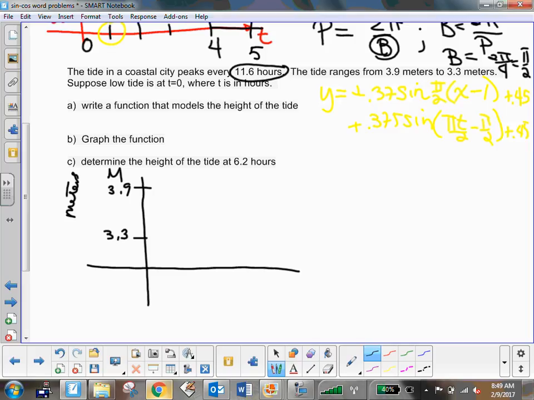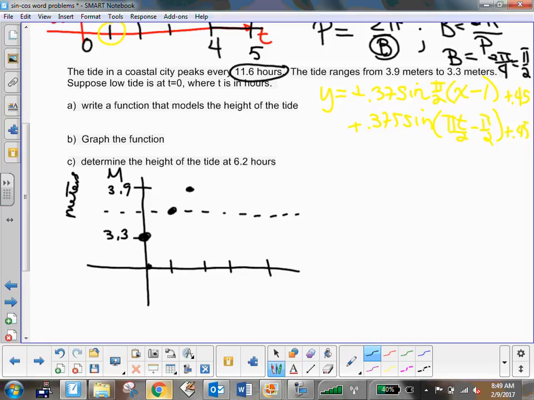Suppose low tide is at 0. 1, 2, 3, 4. So if low tide is here, that means that's where it's going to be right there, isn't it? Isn't that where low tide is going to be at time 0? It's going to be at the lowest value of 3.3, right? Now, high tide, someplace in here, let's not worry about this for right now, but according to this, it would go here, right? And then it would go here, yes?